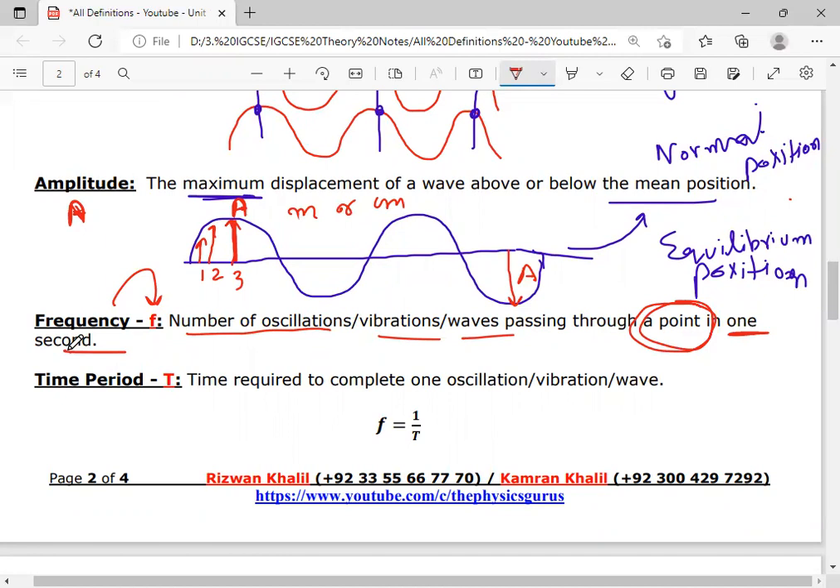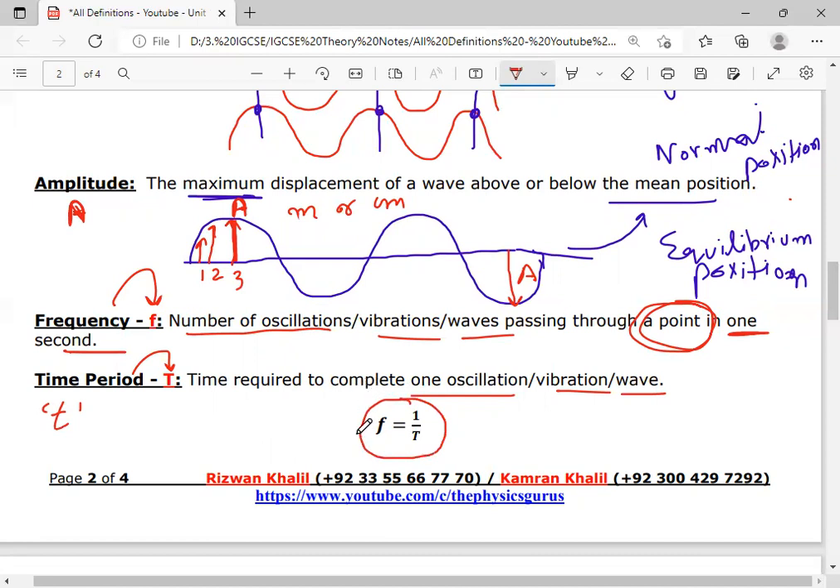And what is the definition of time period? Time period is the time required to complete one oscillation or one vibration or one wave. Time period is represented by capital T, while simple time duration is represented by small t. So never mention the time period with small t, and never mention the time duration with capital T. And what is the relation between frequency and time period? They are inversely proportional to each other, that is, f equals 1 over T.